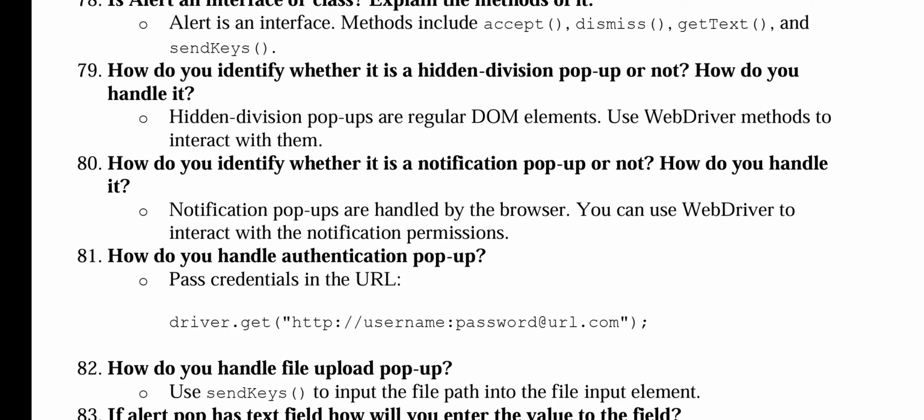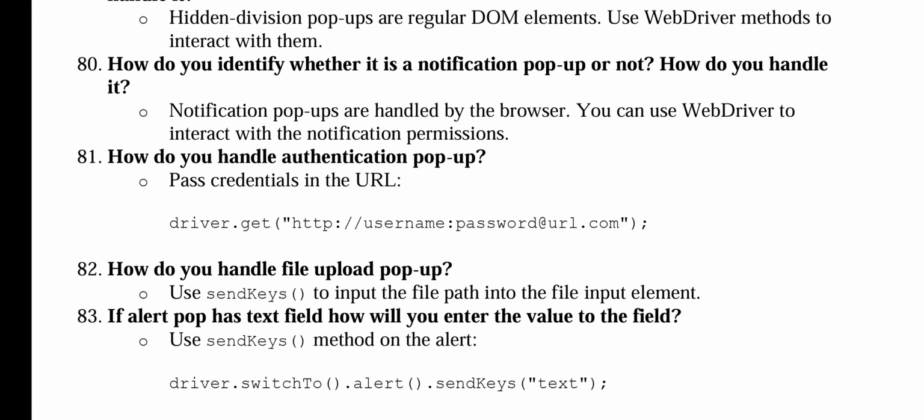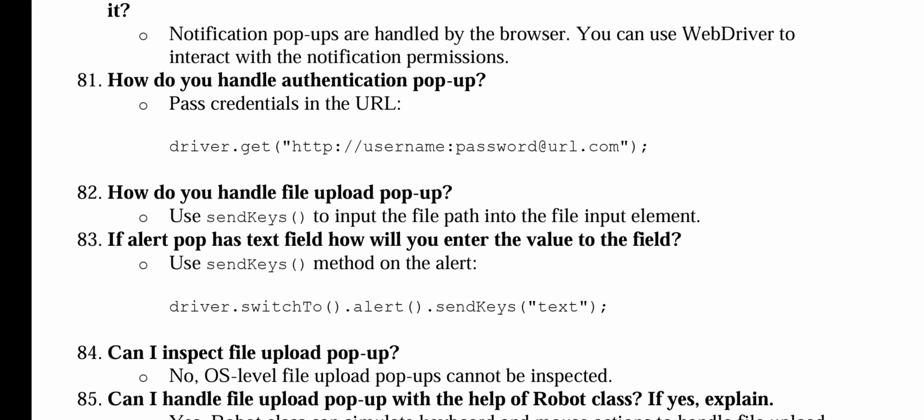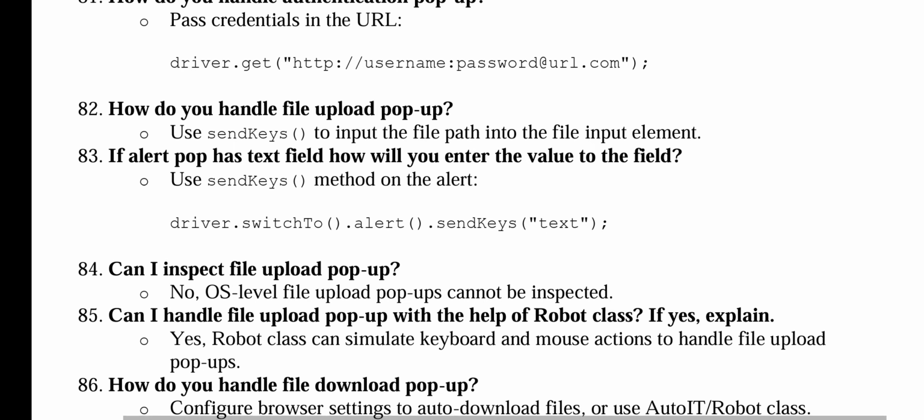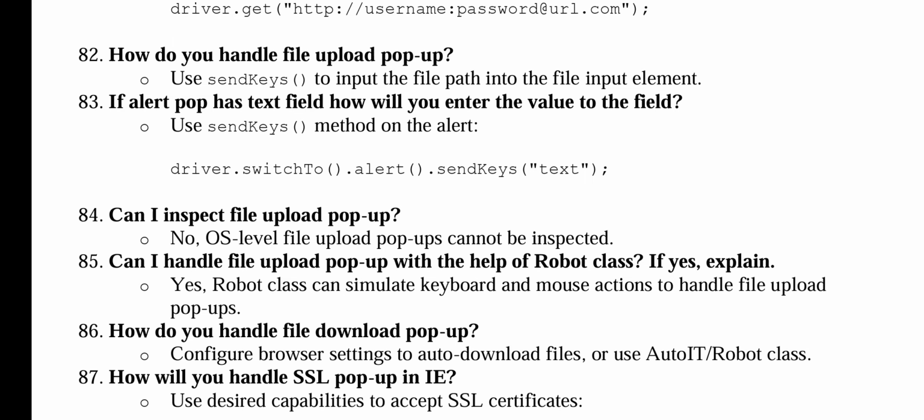How do you identify whether it is a hidden division pop-up or not? How do you handle it? How do you identify whether it is a notification pop-up or not? How do you handle it? How do you handle authentication pop-up? And how do you handle file upload pop-up?